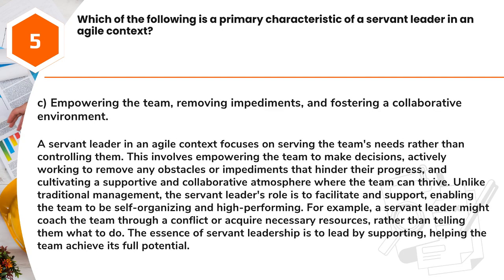Answer: C. Empowering the team, removing impediments, and fostering a collaborative environment. A servant leader in an agile context focuses on serving the team's needs rather than controlling them. This involves empowering the team to make decisions, actively working to remove any obstacles or impediments that hinder their progress, and cultivating a supportive and collaborative atmosphere where the team can thrive.